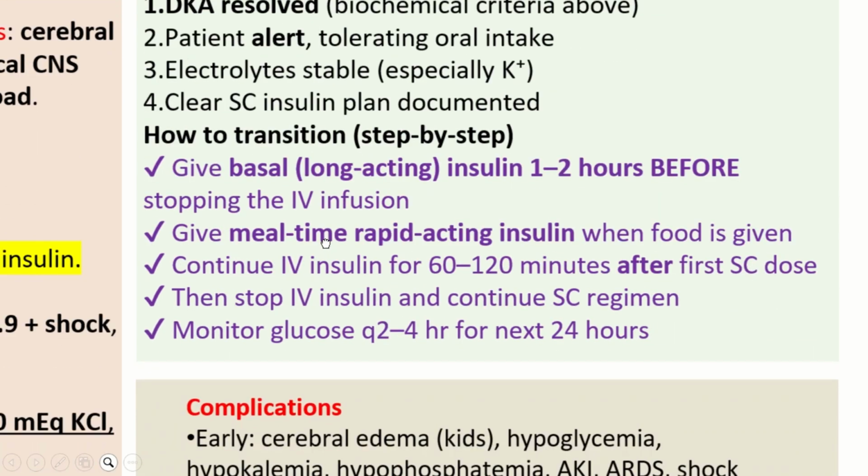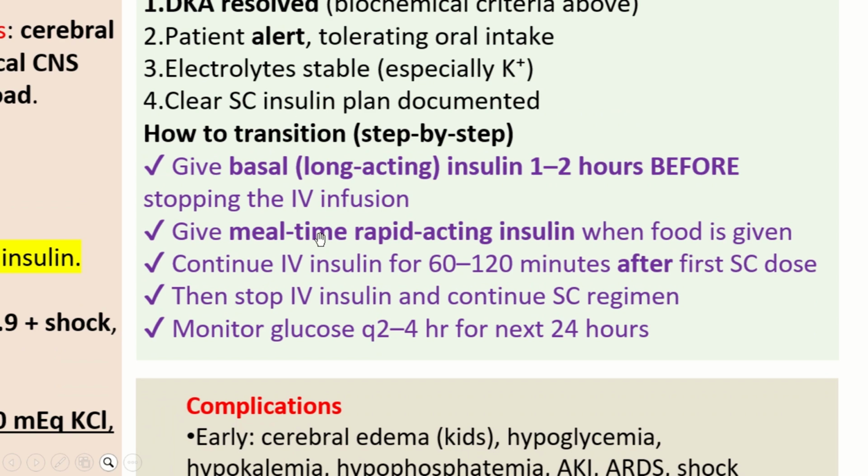Then how to transition is that you're going to give the basal or the long-acting insulin. That is 1 to 2 hours before you stop your IV. So you give it and you continue with the IV infusion for 1 to 2 hours because that is the time at least which it takes to kick in.